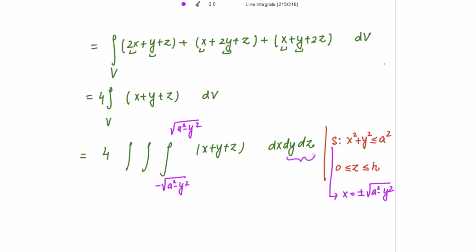And now we are interested in the yz plane. For that, we take x equal to 0 and we get the limits of y from this surface to be y equal to plus or minus a.